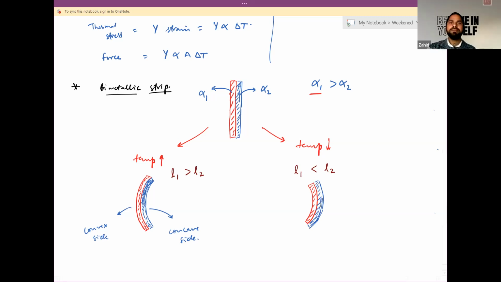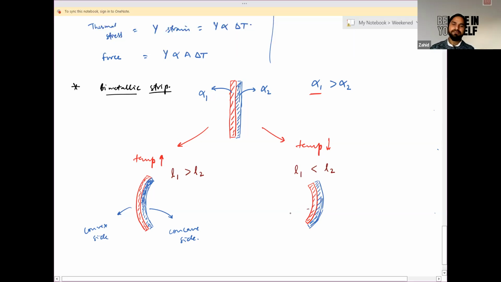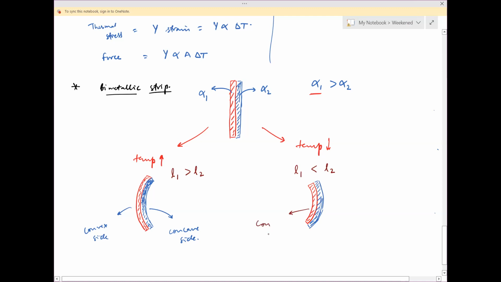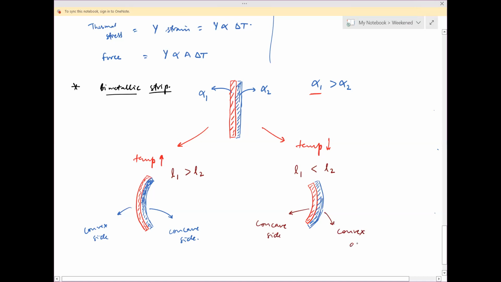Is it clear? Or do you have any doubt? No sir, no doubt. These two are of different metals or of the same metal? Different materials, so that they have different coefficients of linear expansion. Okay.